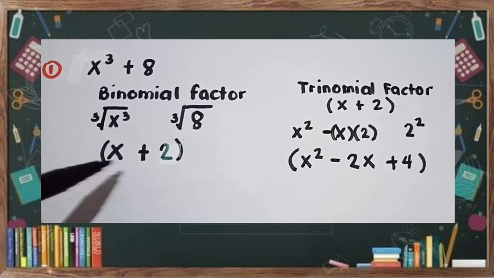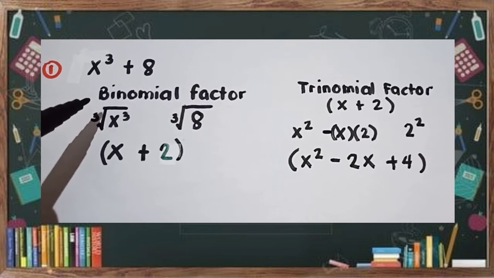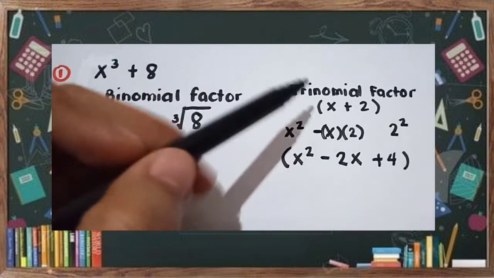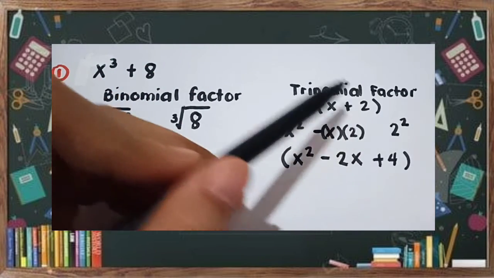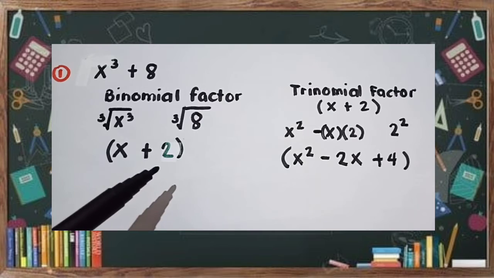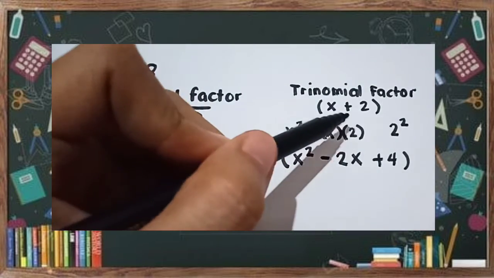So, meaning, x plus 2 is our binomial factor. Okay? The next step naman ay kukuhanin natin yung trinomial factor base dun sa nakuha nating binomial factor. At ganito ang ating gagawin. So, ito yung ating binomial factor.